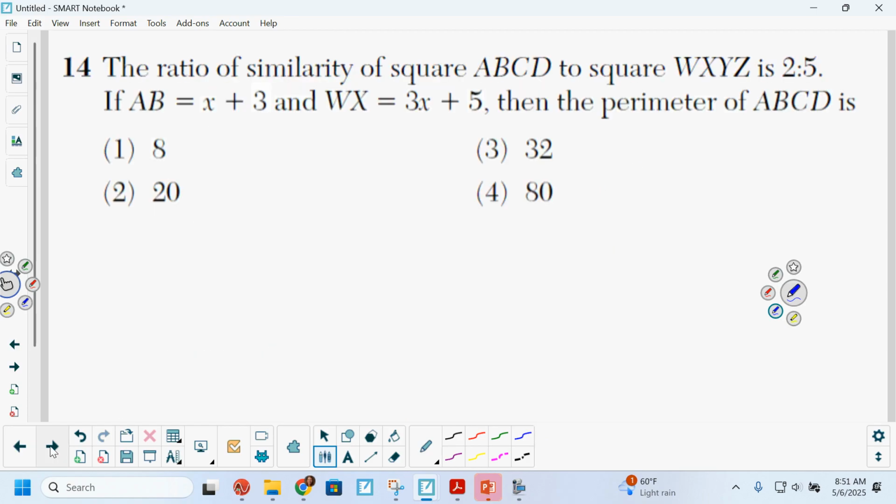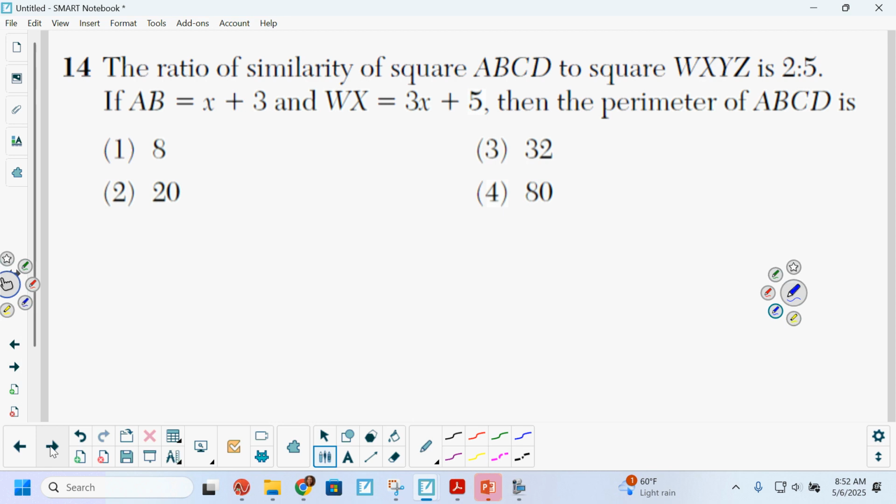All right, let's hop over to 14. So we've got the ratio of the similarity of a square ABCD to square WXYZ is 2 to 5. If AB equals x plus 3 and WX is 3x plus 5, then find the perimeter of ABCD.